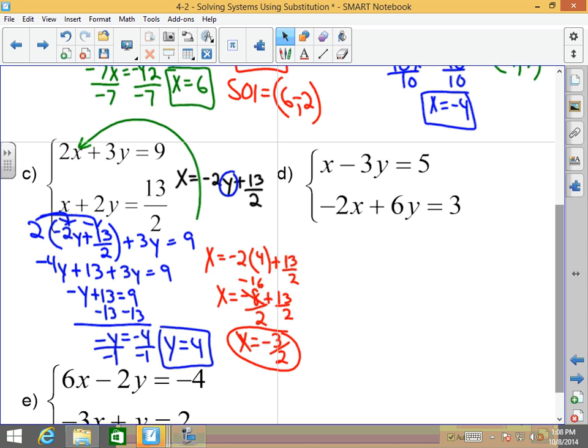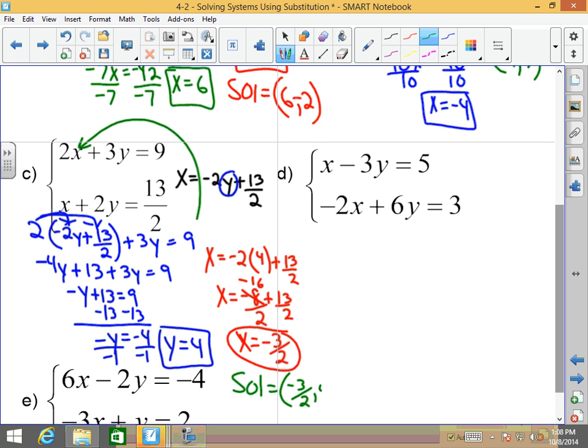And my solution would be negative 3 halves, comma, 4. And if you plug it in and test it, it will work. Does that make sense, gentlemen? You promised me. You can ask questions, guys, as always.